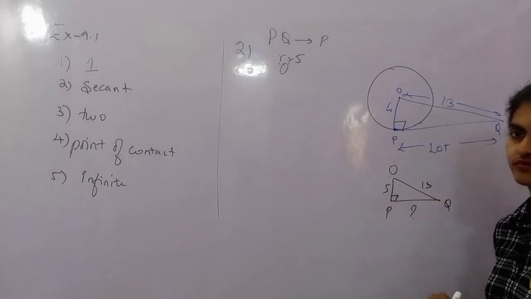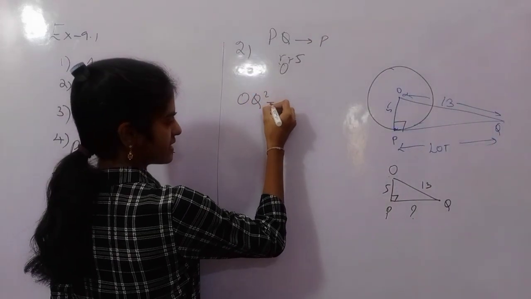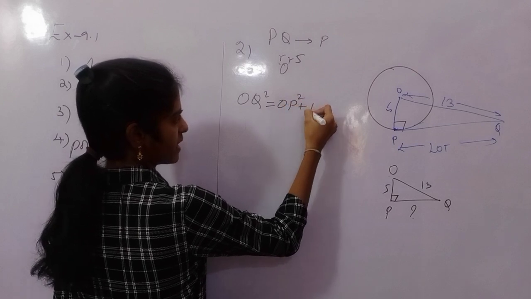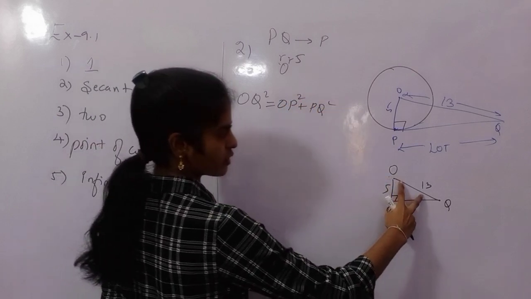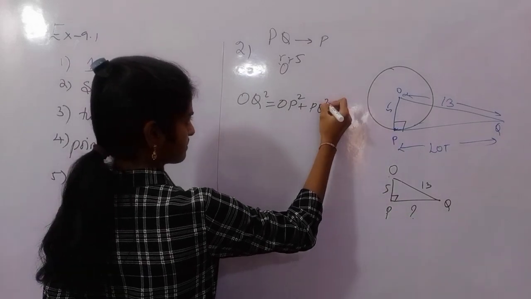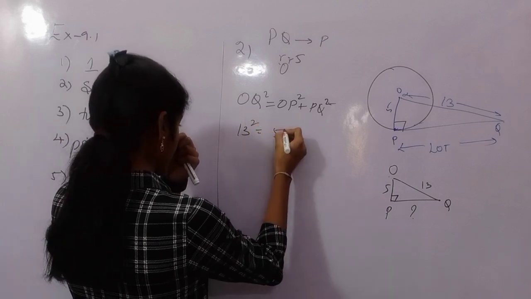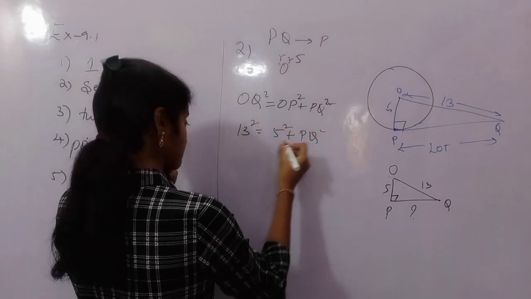What about this? Simple Pythagoras theorem. So can I write OQ square is equal to OP square plus PQ square. Hypotenuse square is equal to the sum of the squares of the other two sides. OQ is given as 13. So 13 square is equal to OP is 5, 5 square plus PQ square.